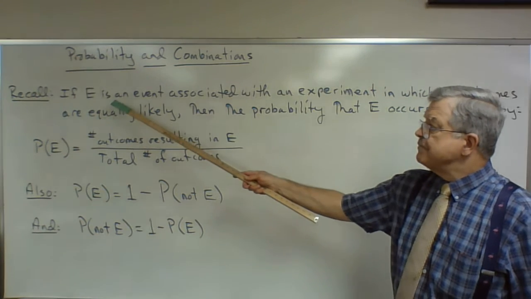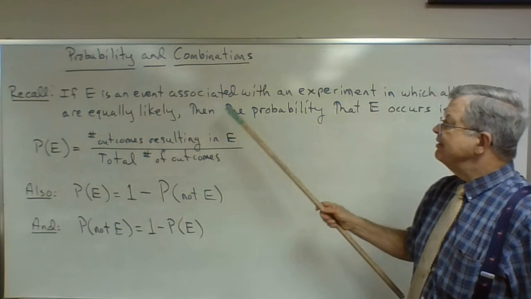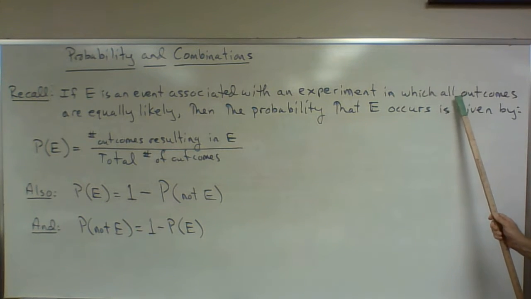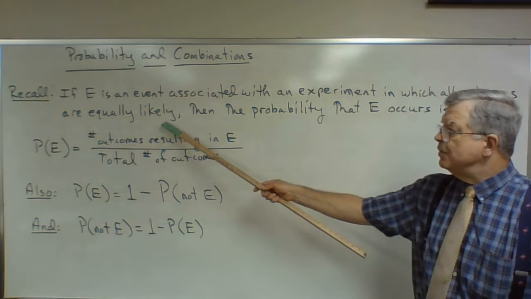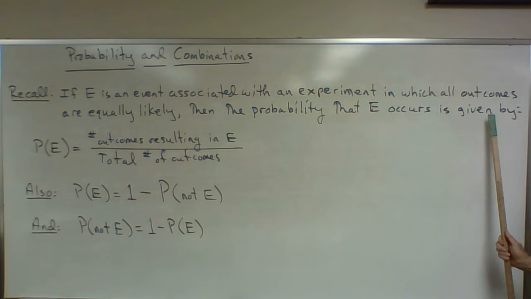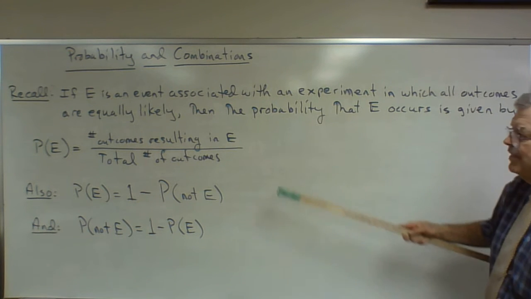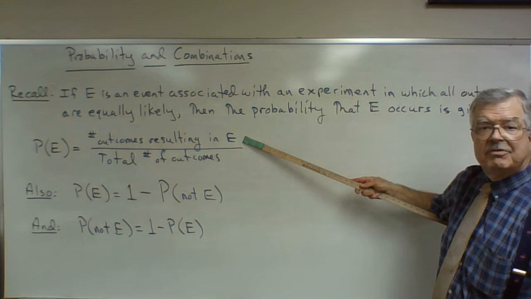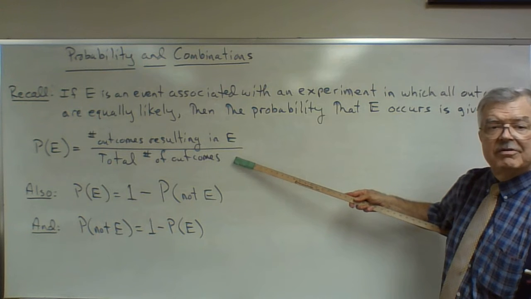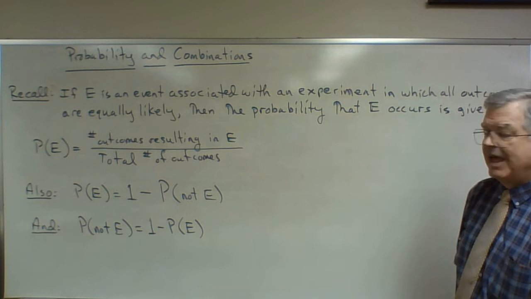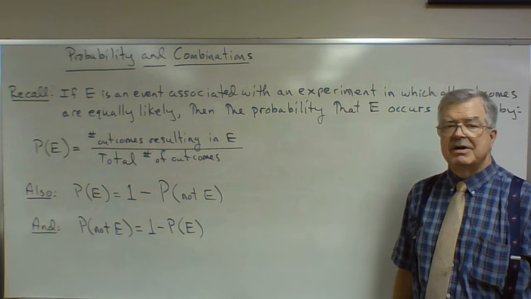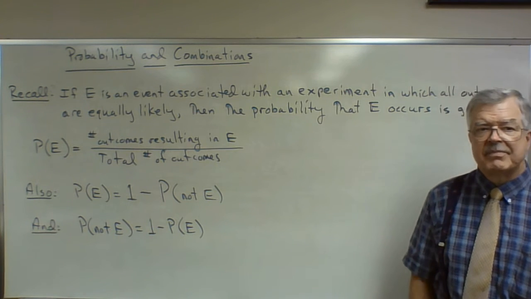First of all, if E is an event associated with an experiment in which all outcomes are equally likely, then the probability that E occurs is given by the number of outcomes resulting in E over the total number of outcomes. And this is the formula that we use anytime all outcomes are equally likely.